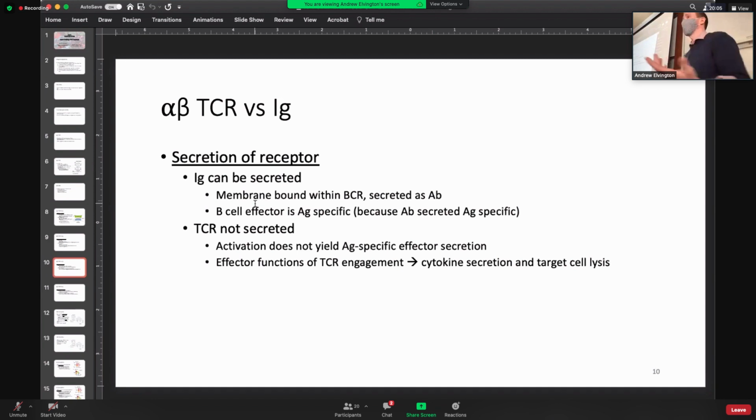Now, simply put, there's a difference in secretion. Immunoglobulins can be secreted or membrane bound, depending on the state of B cell activation, and T cell receptors are not secreted. See, that was easy.